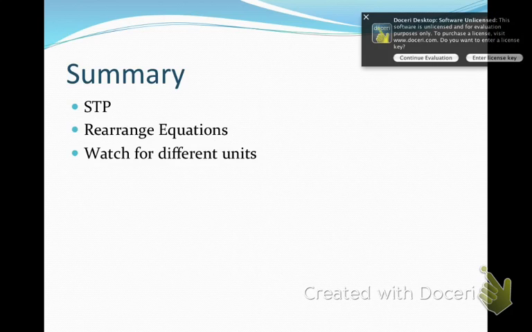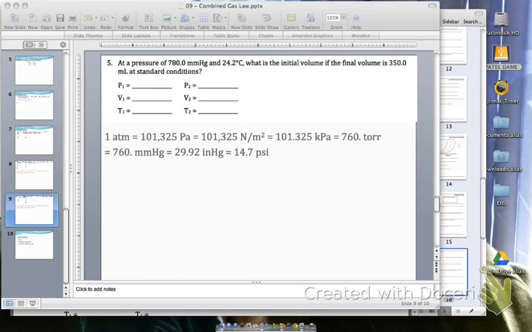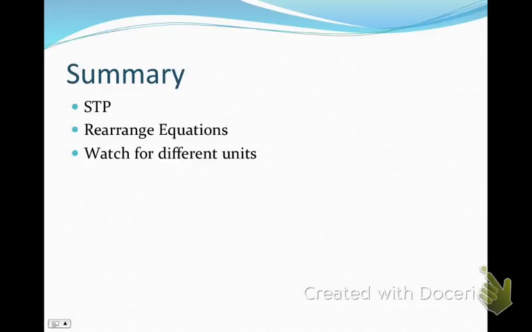Okay, so to summarize, we need to rearrange our equations. If they ever ask for STP, we use standard conditions, 1 ATM and 273 Kelvin. We need to remember how to rearrange all of our equations and make sure that we watch for different units. So I might give you different units for pressure, for example, so be able to convert between the two.